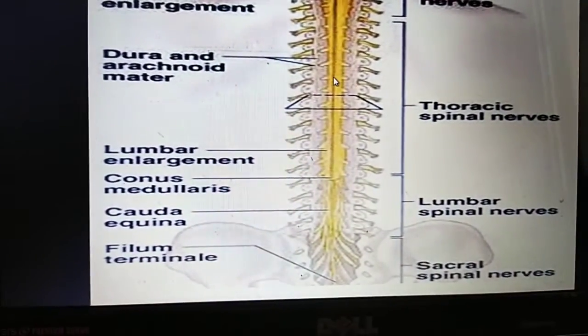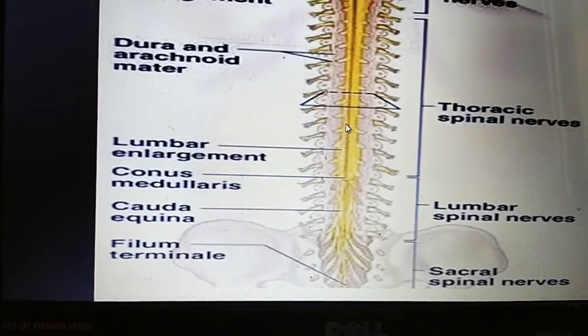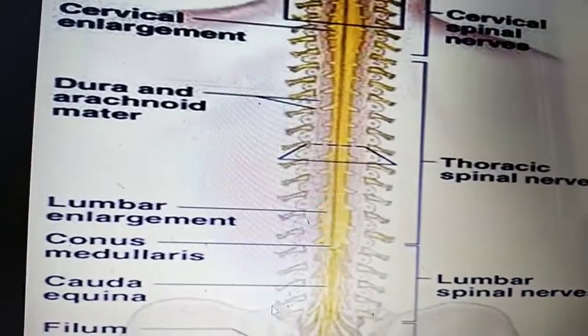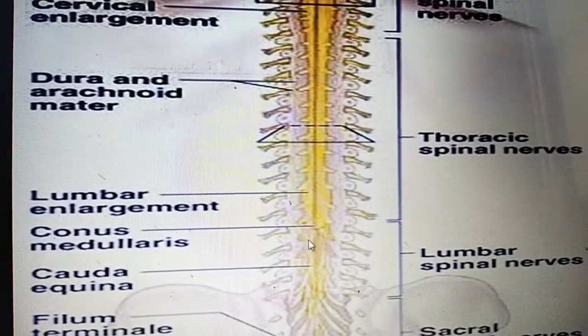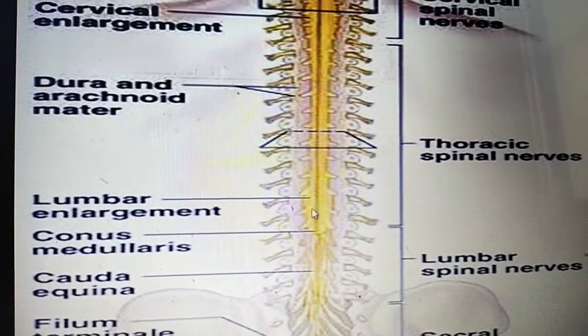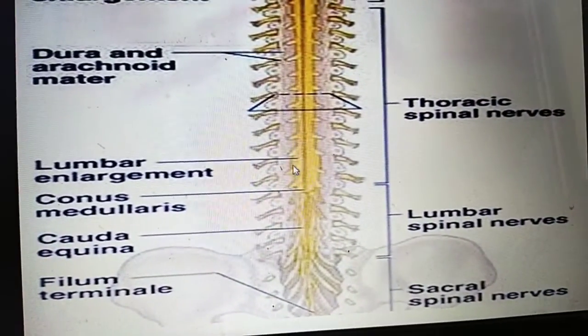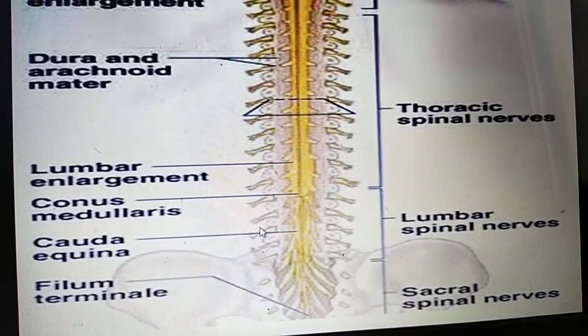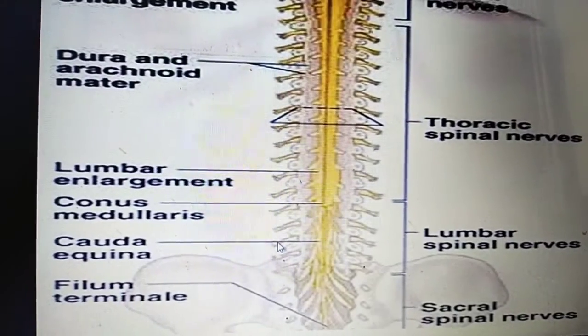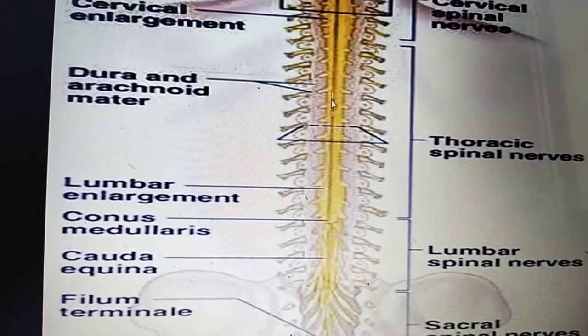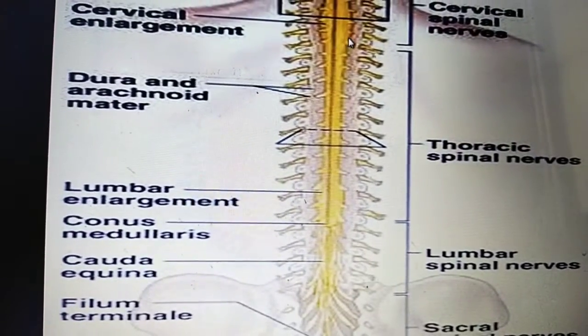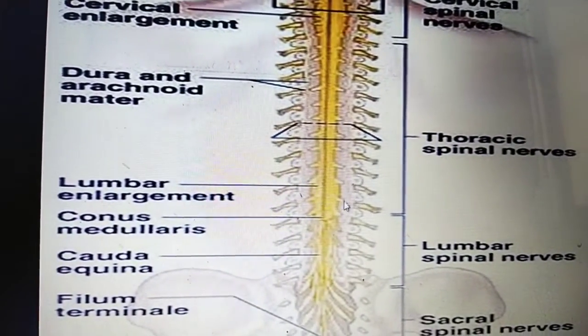Okay, and you can see another one here, and this is the lumbar enlargement, or lumbosacral enlargement. From here you can go to the lumbar plexus or lumbosacral plexus, and to the sciatic nerve. Okay, these are the two enlargements in the spinal cord. One is the cervical enlargement, another one is the lumbosacral enlargement.